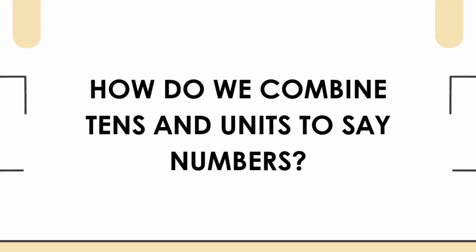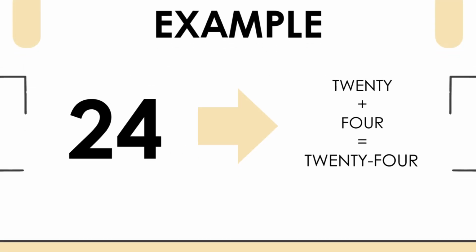How can we combine tens and units to form numbers? For example, to form 24, we use 20 from the tens, as shown in the previous slides, and then add 4 from the units. So 20 plus 4 equals 24.